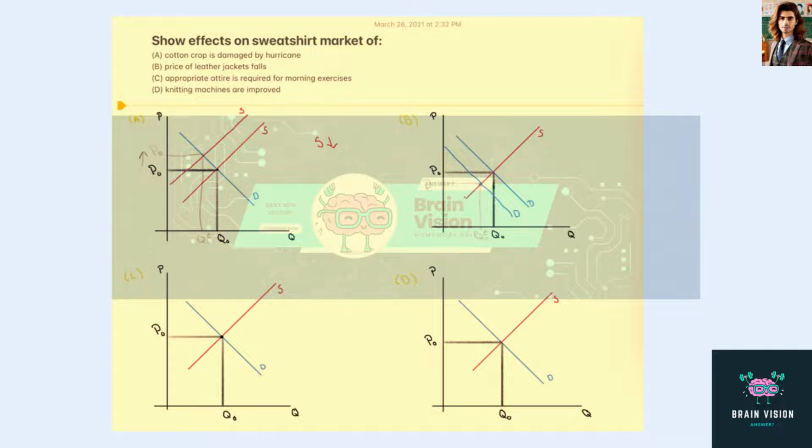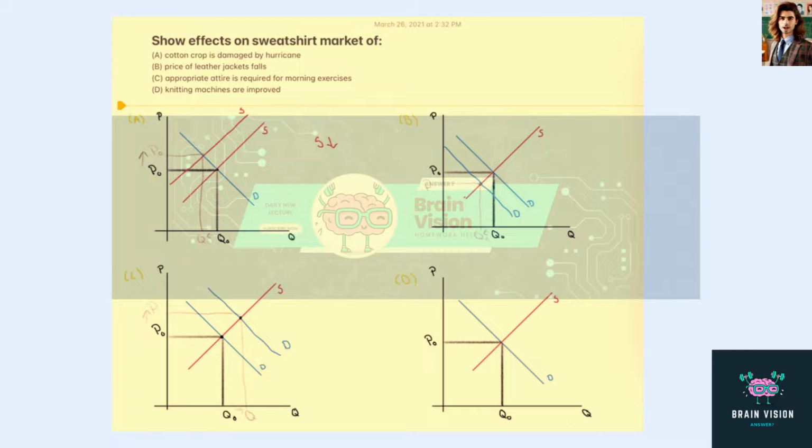Part C here, supposing that the appropriate attire for morning exercises is required, and supposing that this appropriate attire is a sweatshirt, we're likely to see that demand is going to increase for these sweatshirts because as people need to wear these, if it's required that they wear these, they're going to have to purchase them. So demand is going to increase. As a result, our equilibrium is going to shift. We're going to see an increase in quantity and an increase in price.